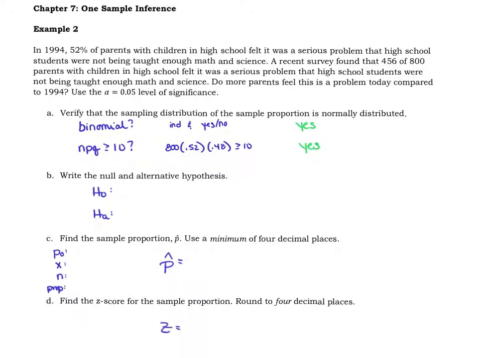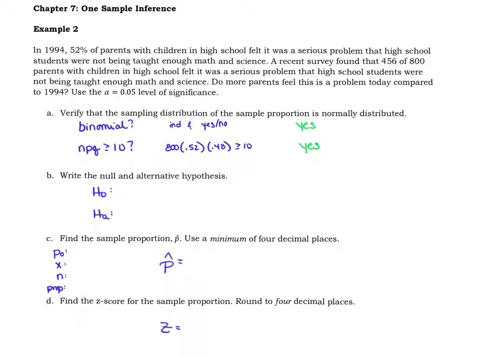All right, moving on to example 2. In 1994, 52% of parents with kids in high school felt it was a pretty big problem that students were not being taught enough math and science. A recent survey found that 456 out of 800 parents with kids in high school felt it was a serious problem that they were not being taught enough math and science. So, do we have enough evidence to show that more parents feel this is a problem today compared to 1994? And we're going to use the 5% level of significance.